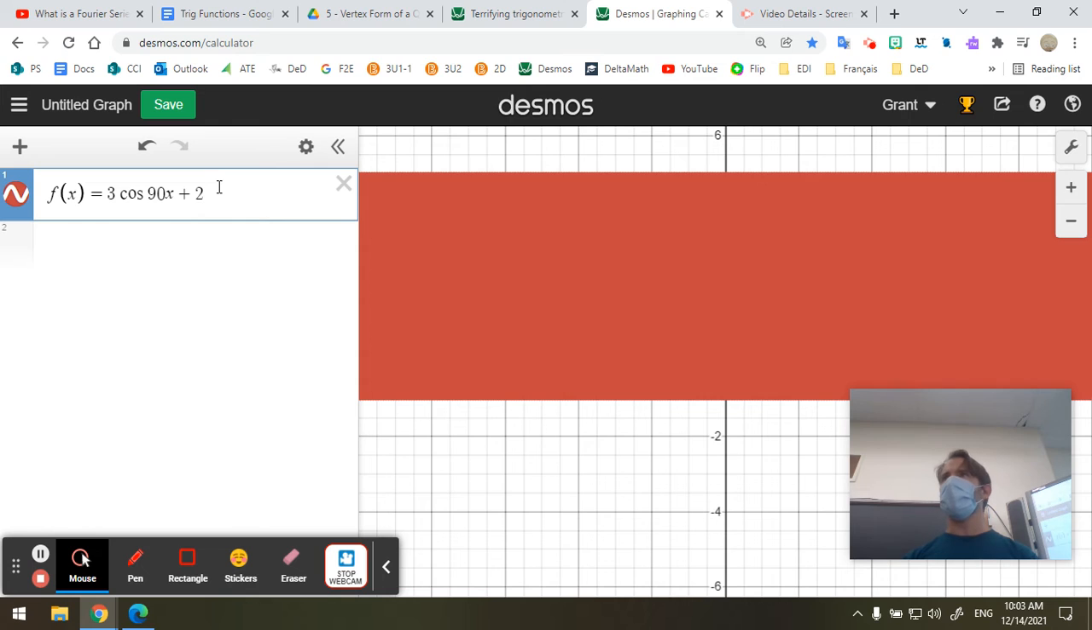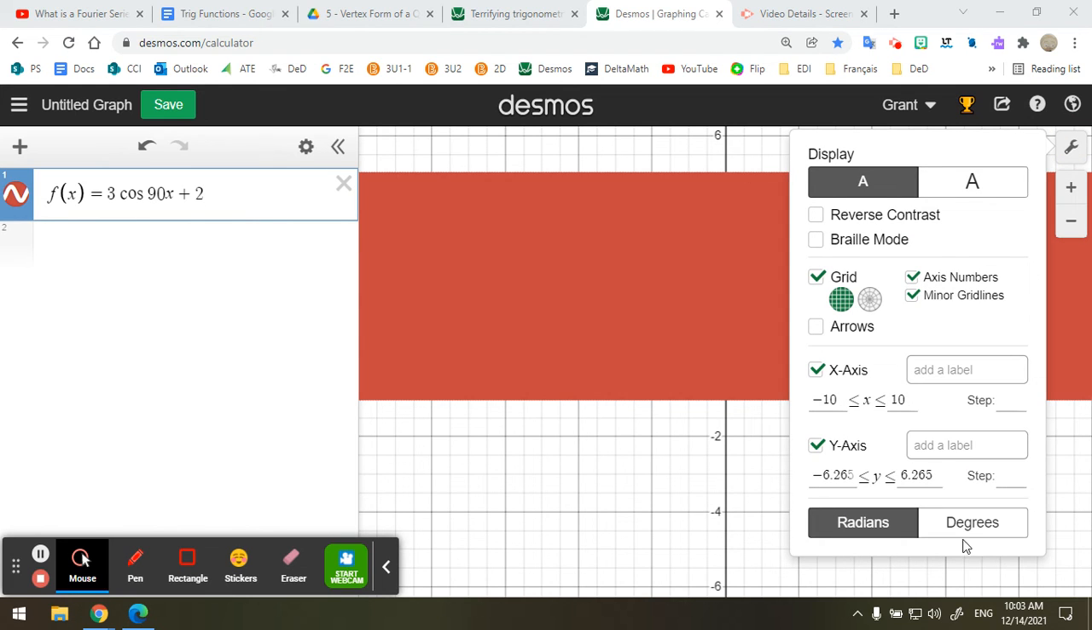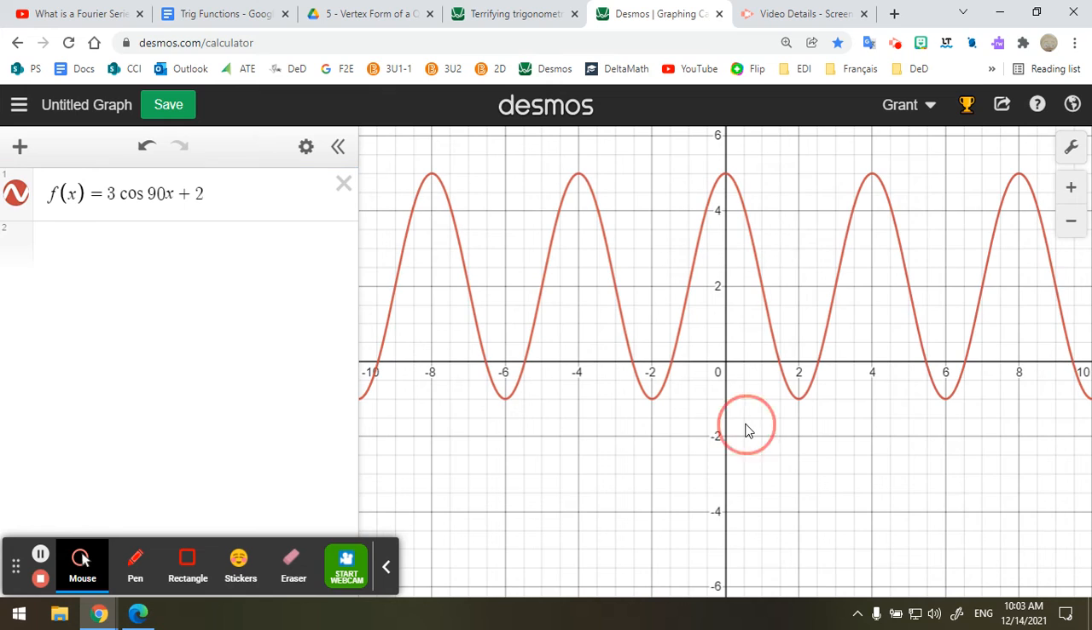Uh-oh. Did we make a mistake somewhere? How is it so big? No, it's not that. It's that this is in radians. You need to flip it to degrees. There we go. Okay. So just a little joke there.